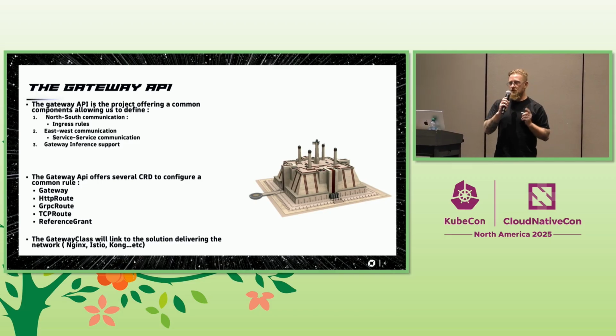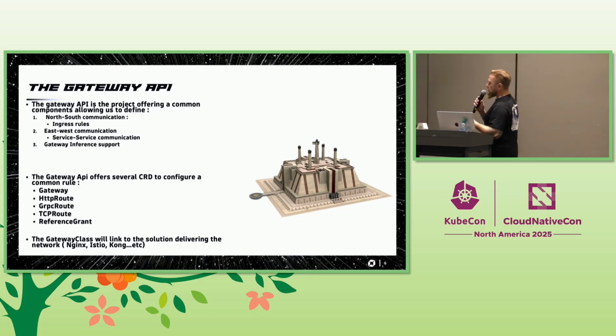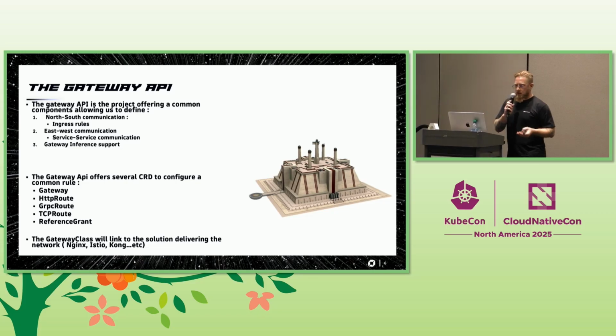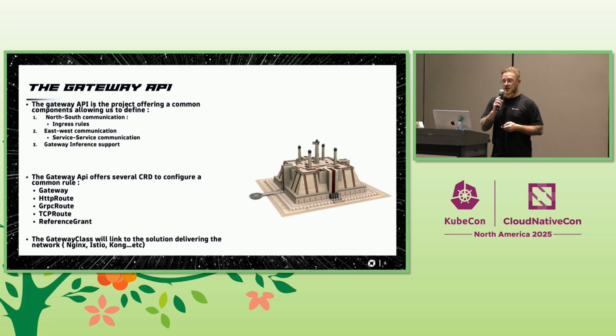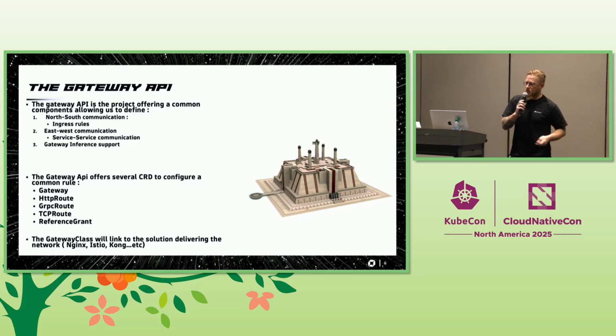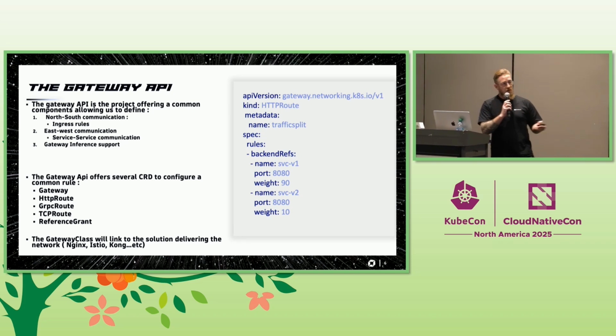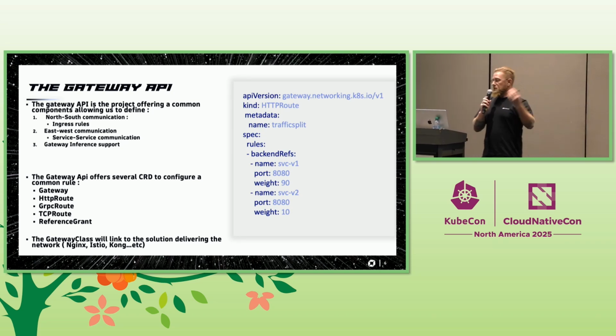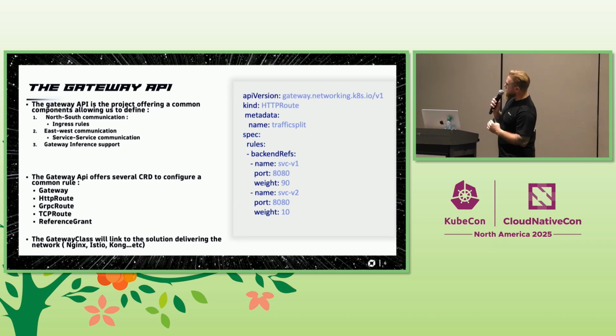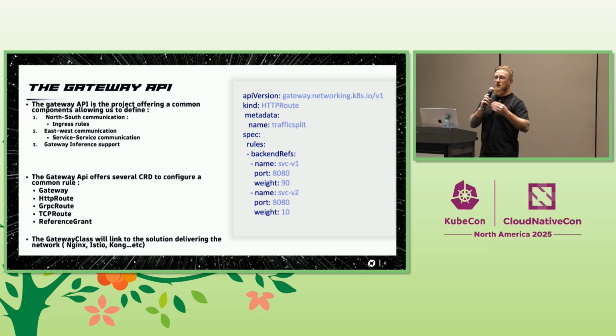So we're going to focus on these GAMMA initiatives and these solutions. And then recently, the Gateway API introduced the Gateway inference support, which is very exciting for every machine learning workload that you may have. So at the end, you have a CRD in your cluster, where you can define how you want to route the traffic within your cluster, and it provides a couple of features.